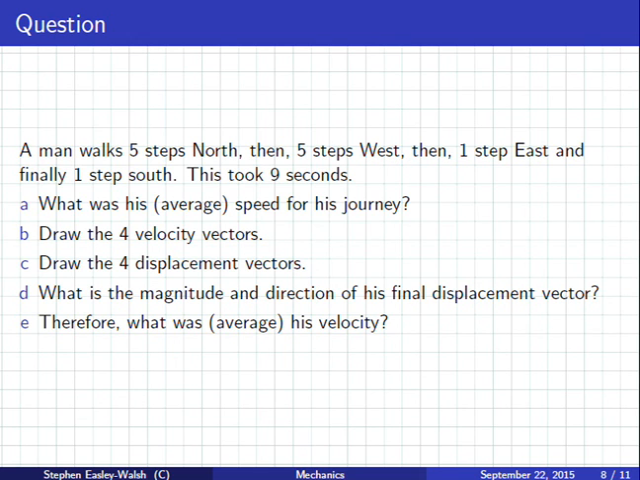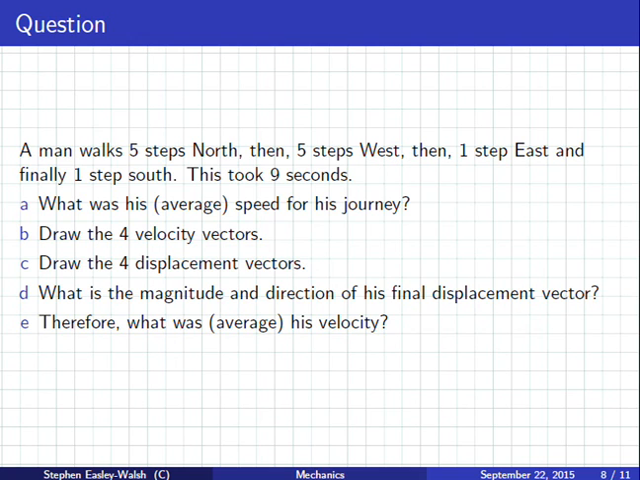So it means, well, what is velocity? It is speed and direction. Or what's the formula I gave you? Displacement over time. So think about it like this. He starts here and he finishes here. Yes? How long does it take him to do that? 9 seconds. 9 seconds, isn't it?